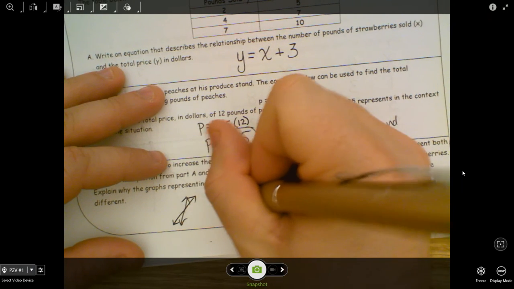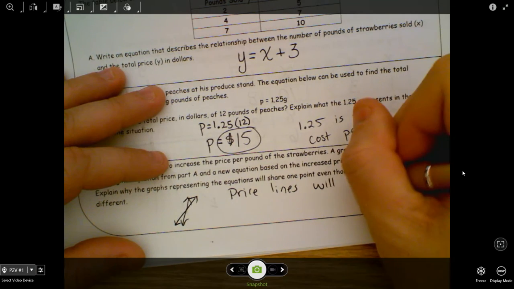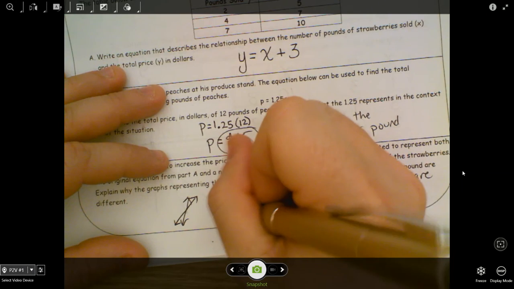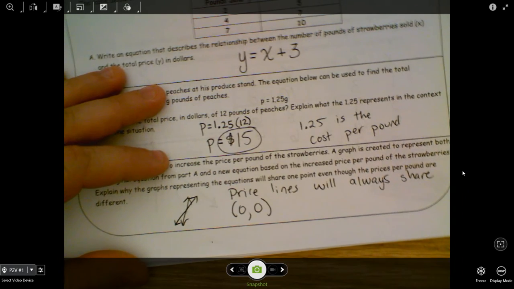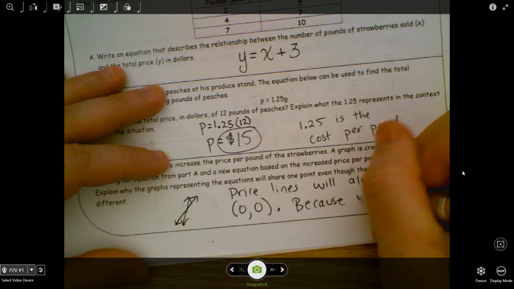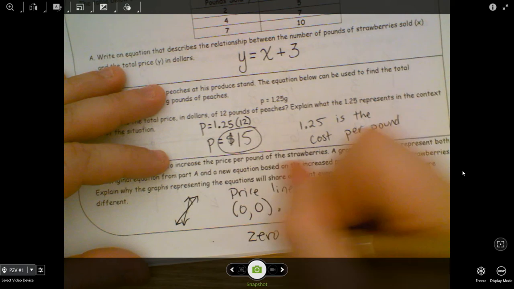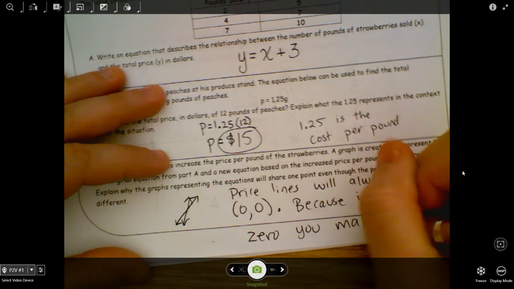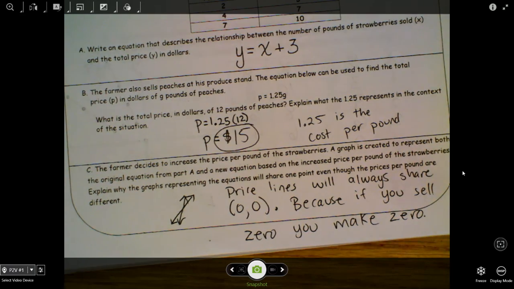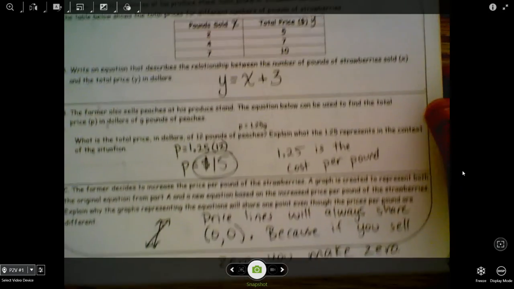The explanation is price lines will always share the point 0, 0, because if you sell 0, you make 0. So anytime you're talking about price, it'll always go through the middle of your graph, because if you sell 0 products, you make 0 money.